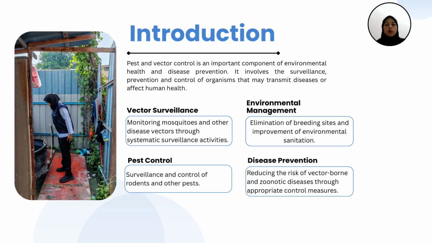Pest and vector control is an important component of environmental health because pests and disease vectors can contribute to the transmission of various diseases. During my practical training, I was exposed to several activities involving vector surveillance, pest control, environmental management, and disease prevention. These activities included mosquito surveillance and control, rodent surveillance and control, as well as other field-based activities carried out to reduce the risk of vector-borne and zoonotic diseases.